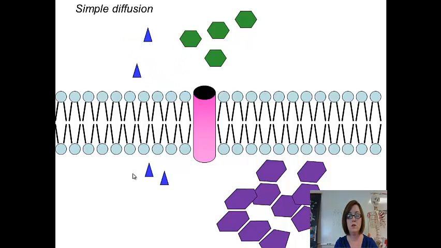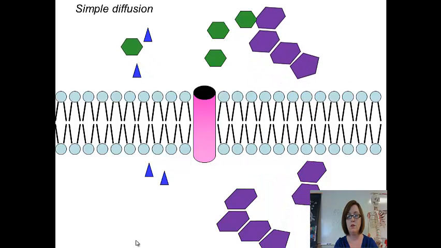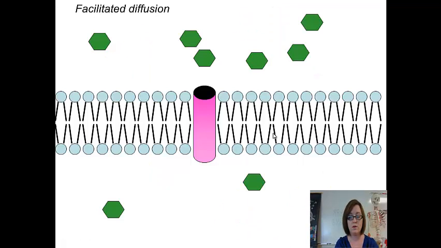Let's see. Ooh, that guy couldn't cross. Maybe that's glucose. Glucose is too big and it's polar, can't cross. How about the purple thing? Notice that it went from an area of high concentration down here to an area of low concentration over here. And it can cross, so it must be hydrophobic. So this could be like a steroid hormone. That was simple diffusion.